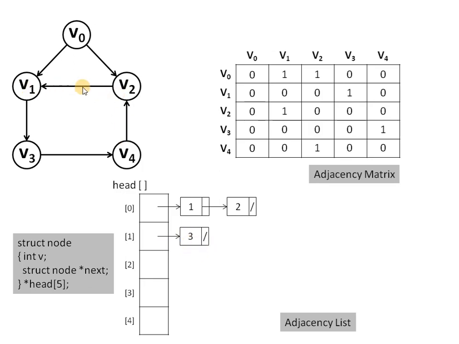Then V2 is adjacent only to V1. So again, a single node with value 1. Vertex V3 is adjacent to only V4. So we will have 4 in the linked list corresponding to node 3. And then vertex V4 is adjacent to vertex V2. So we will have a node with value 2, which represents that vertex 4 is adjacent to the single node 2. So this completes the construction of the adjacency list for the given directed unweighted graph.